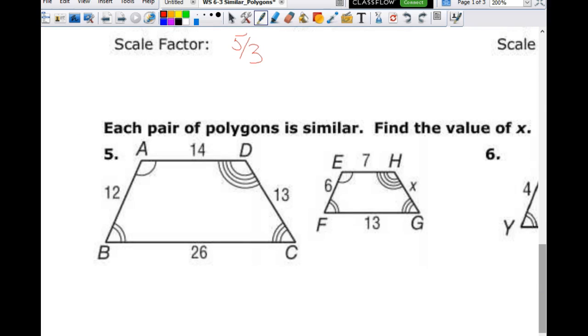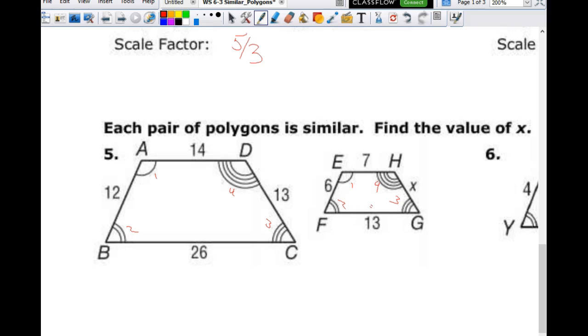Okay. It straight up tells us it's similar, so we don't have to prove it's similar at all. We can use the properties though. We know this angle corresponds with this one, and this one corresponds with this one. Okay. We want to solve for x.